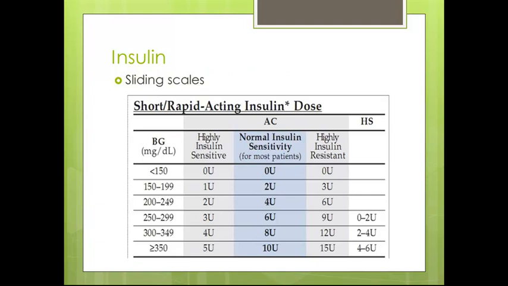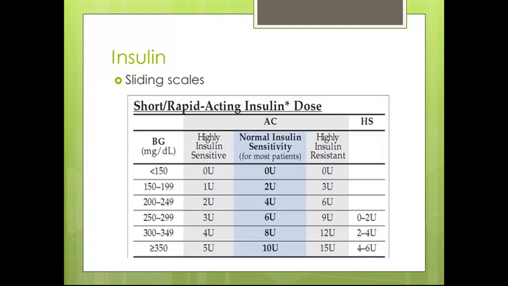Oftentimes patients will be put on a sliding scale for insulin with their short and rapid acting insulin dosage. When they do their finger poke or blood glucose testing with their kit at home, they get their numbers, and then they are given a range. Whatever their number is, they go to that range. So say a patient's blood glucose was 213. Most patients are in the normal insulin sensitivity, so the patient would give 4 units for a blood glucose of 213.